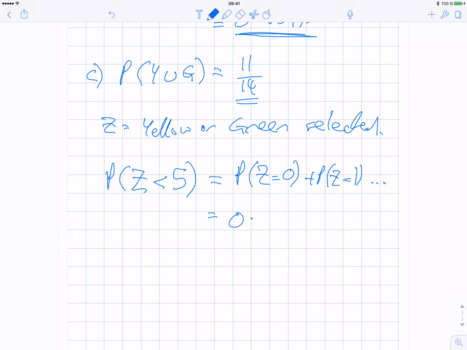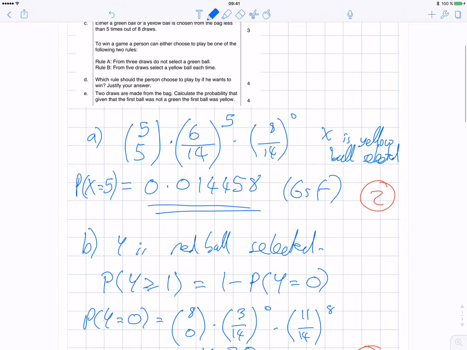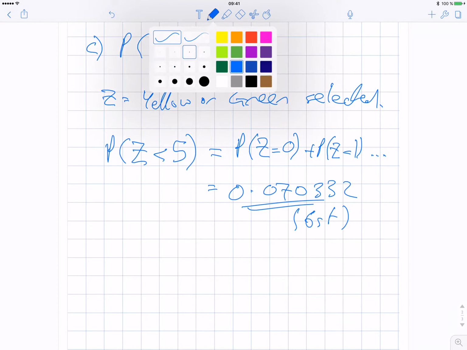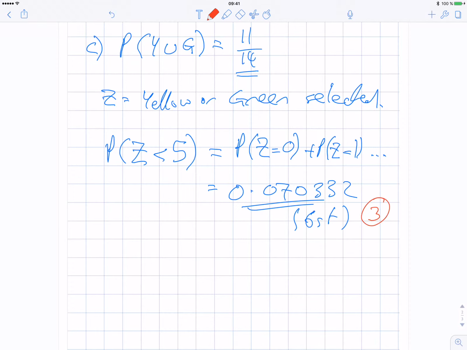And I get 0.070332 to 6 significant figures, and that was worth 3 marks as well. So I'm now up to D.